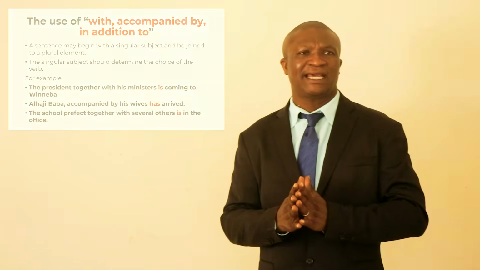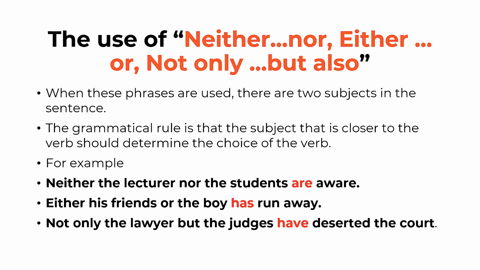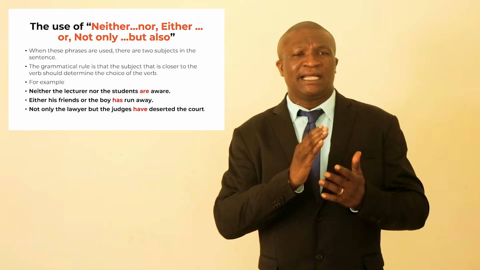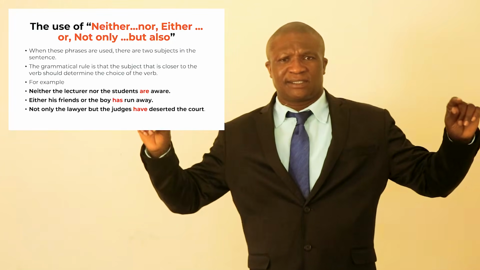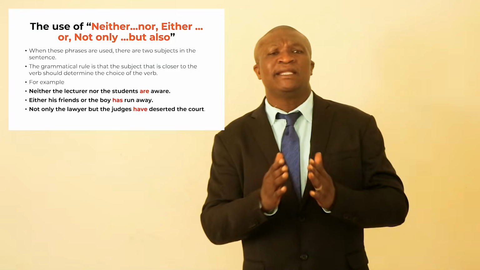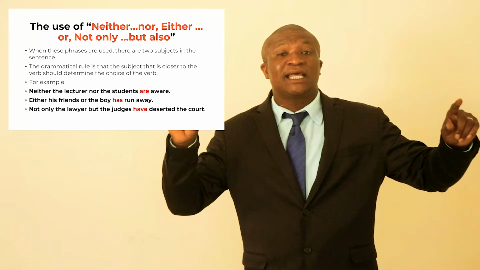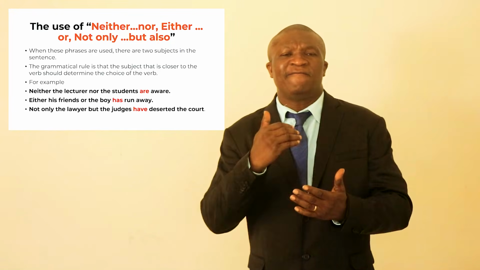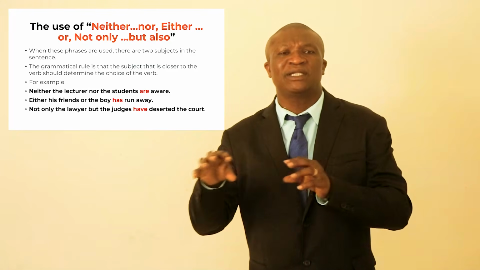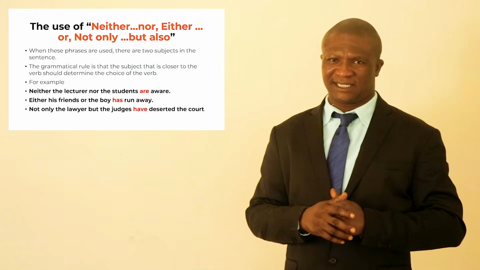Now let's look at the next instance. When we have neither nor, either or, and then not only, but also, these sentence constructions come in the form of having two subjects. There's a correlation between the two subjects. So the rule is that because there are two subjects, the verb should agree with the subject that is closer to the verb. So let's look at the first example.